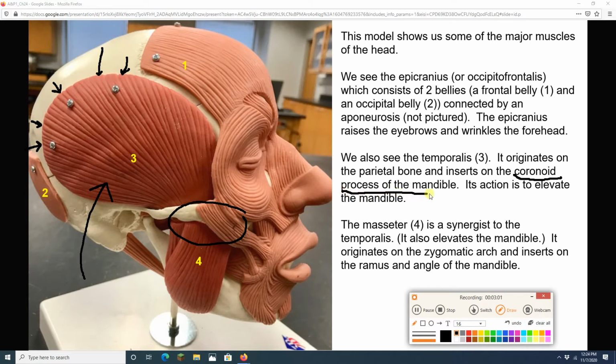Remember, the insertion of a muscle is the movable attachment point. And so when this temporalis muscle contracts, it elevates your mandible. If you put a couple fingers on your temple region of your head, and you clench your jaw, like I'm doing now, you will feel the bulge of your temporalis.